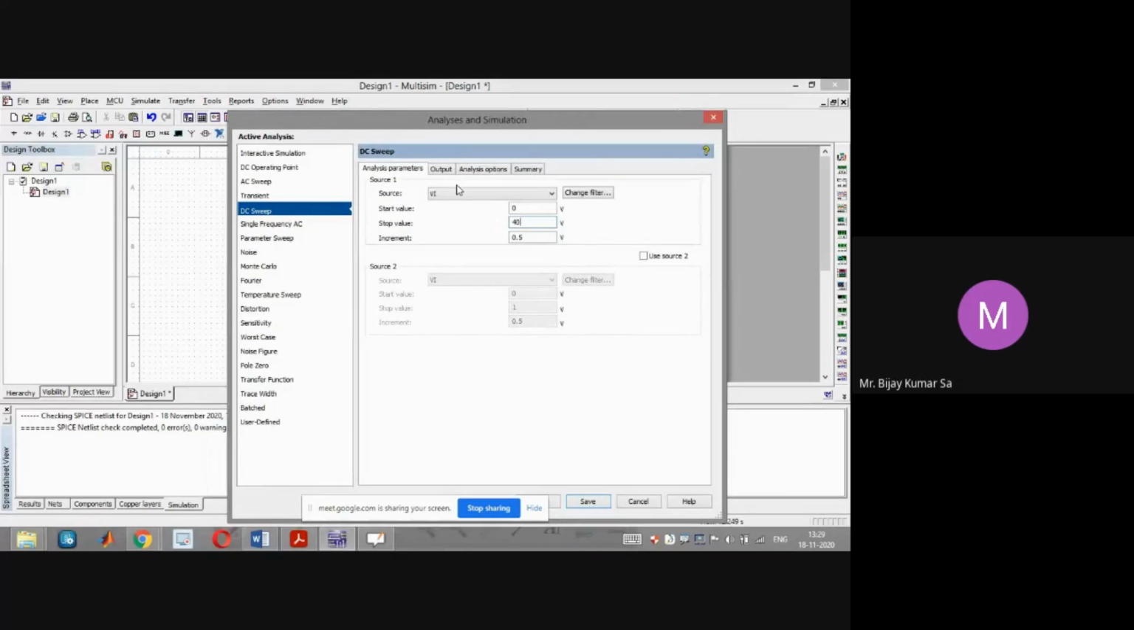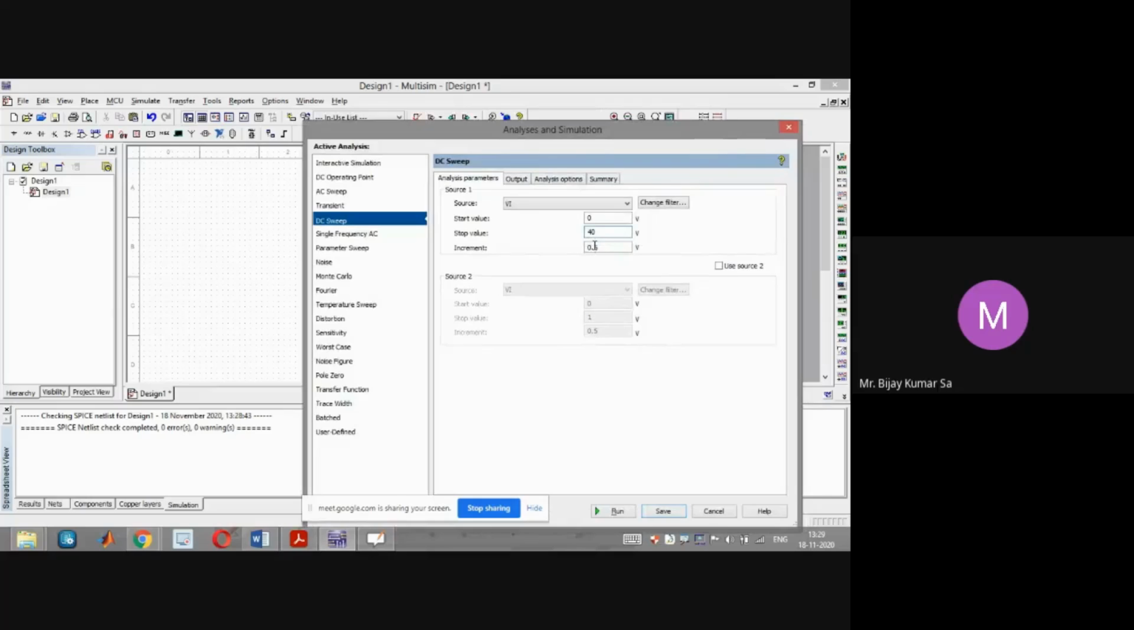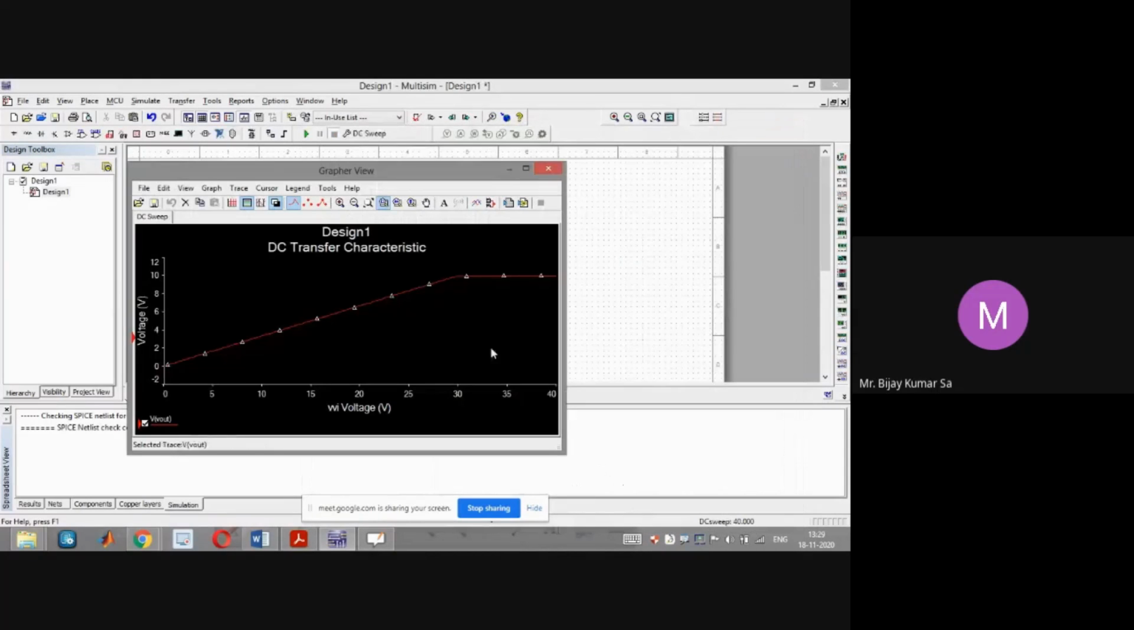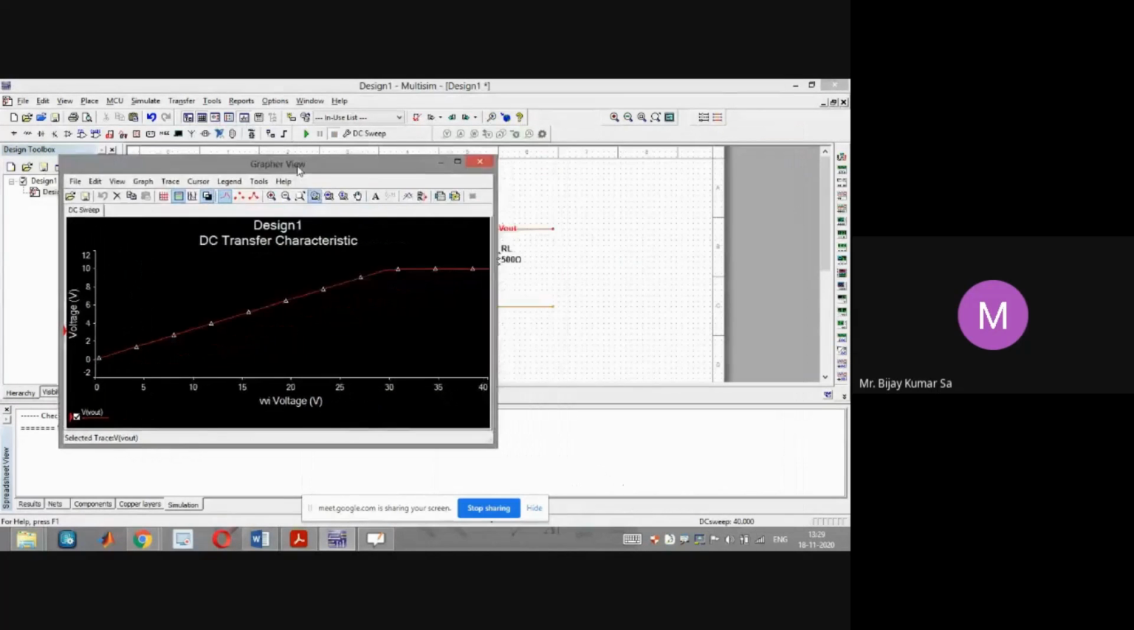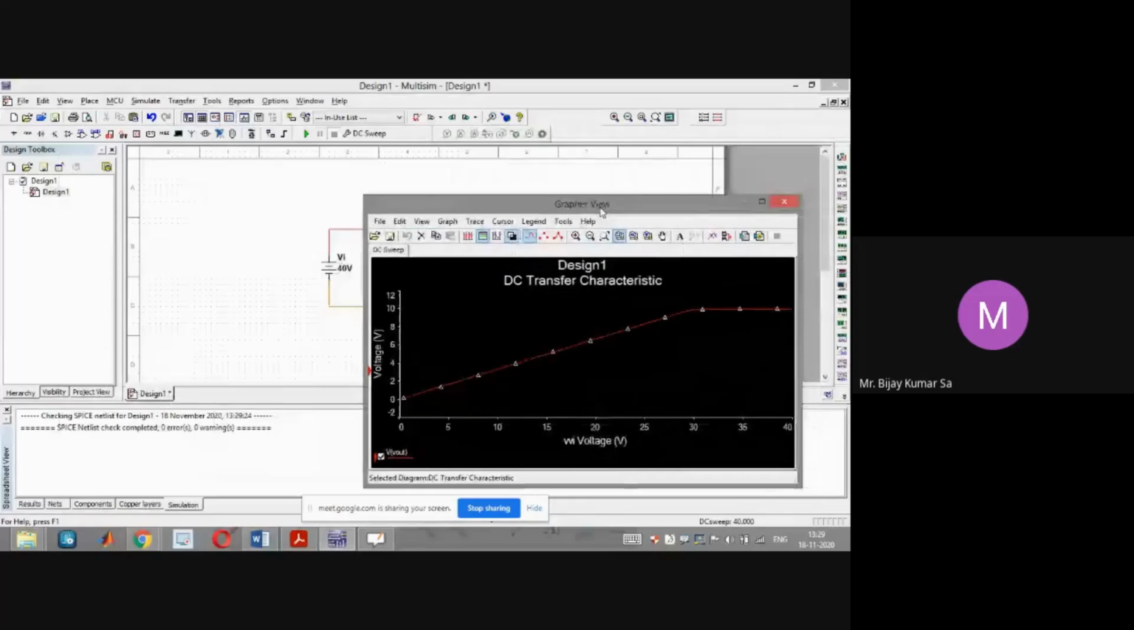So in what range do I need to vary the VI? So let's say 0 to 40 volt increment of 0.5. Run. Yes, I got the plot like this. So what is this plot showing?